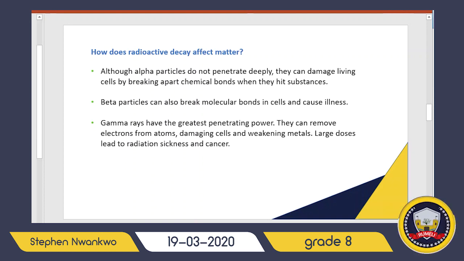But gamma rays have the greatest power. They can remove electrons from atoms, damage your cells, or change the atomic structure of metals. Okay, so if you are exposed to gamma rays too much, it can cause sickness and cancer. So this is really serious.